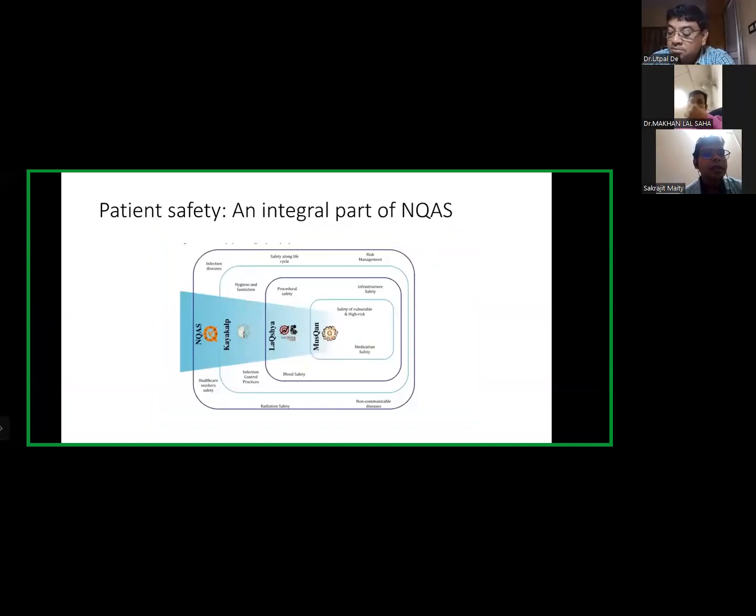NQAS is the National Quality Assurance Standards. Its components include some other programs like Kayakalp, LaQshya, Muskan. Patient safety is an integral part of the NQAS.